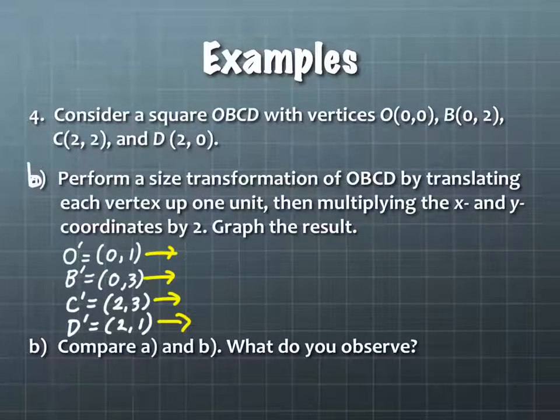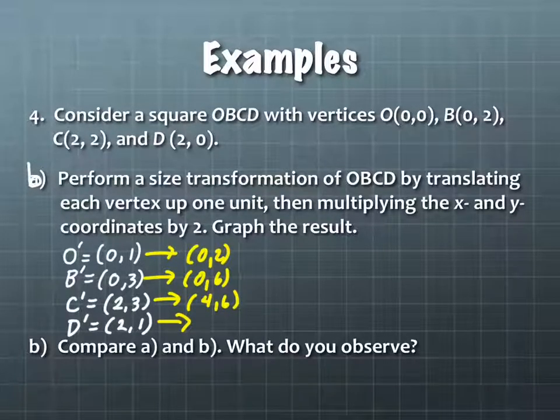So if I double each of my coordinates on O, what am I going to get? My new O prime that I've written here. 0, 2. How about if I double my coordinates on 0, 3? 0, 6. What if I double my coordinates on 2, 3? 4, 6. And if I double up my coordinates on D? 4, 2.